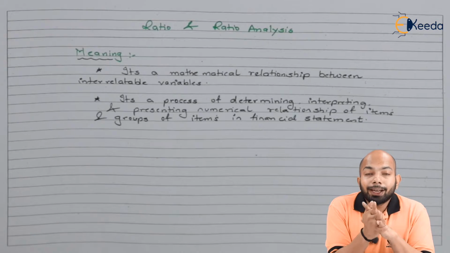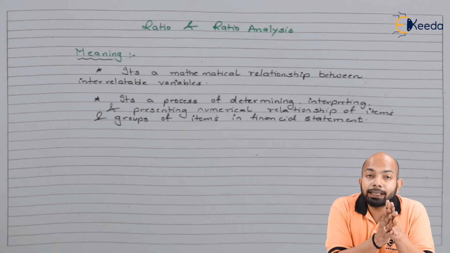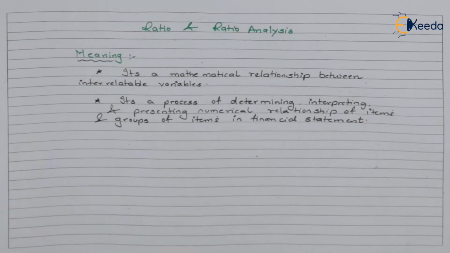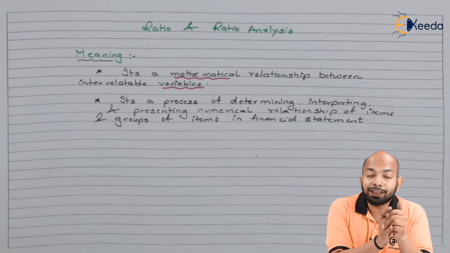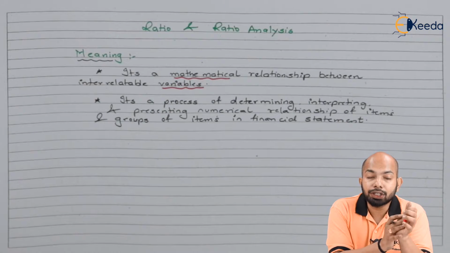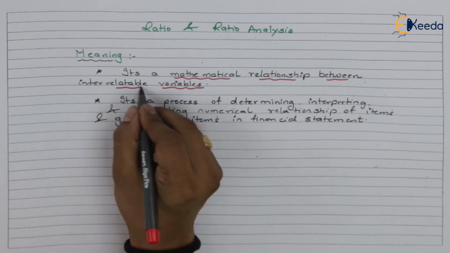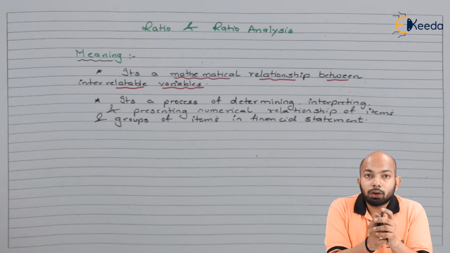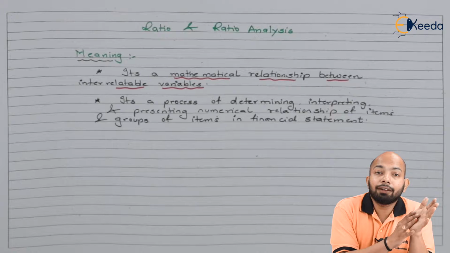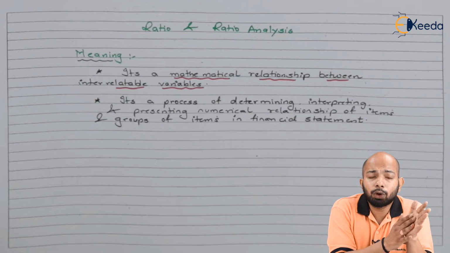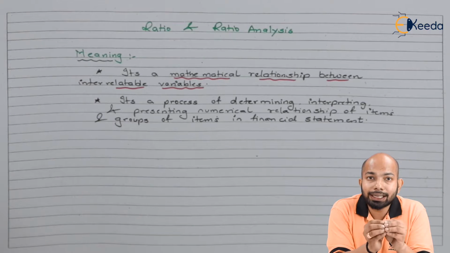The first part we'll be understanding is what we mean by ratio. It's a mathematical value, and it's a relationship, or rather a mathematical relationship between interrelatable variables. To give you a brief description, we understand the financial statements: we have the balance sheet, the liabilities, assets, the profit, non-operating profit, and anything else related to accounting statements.